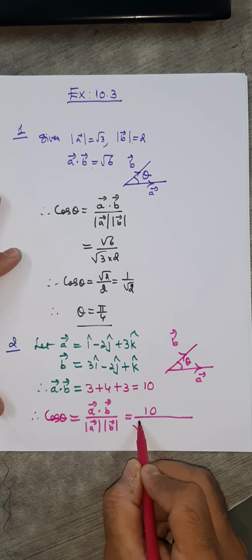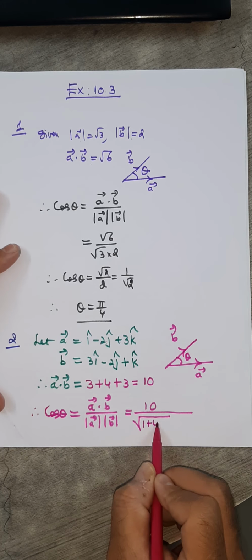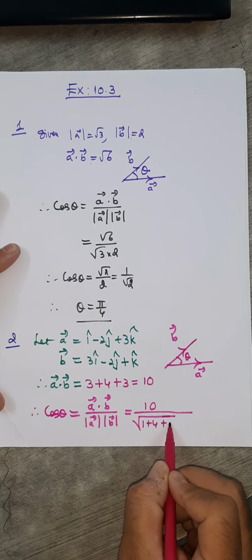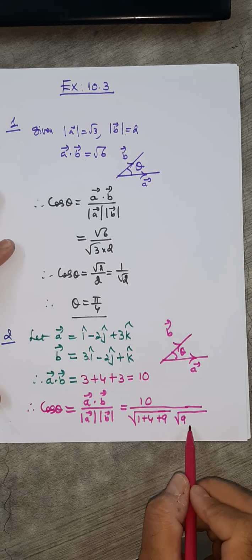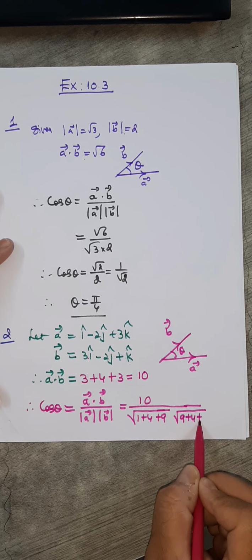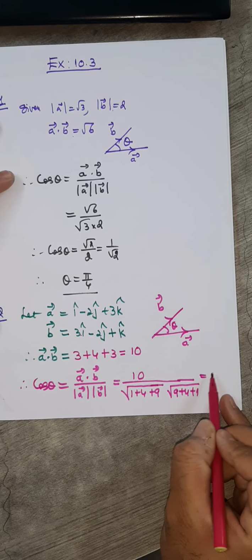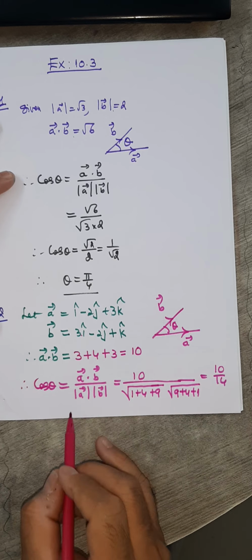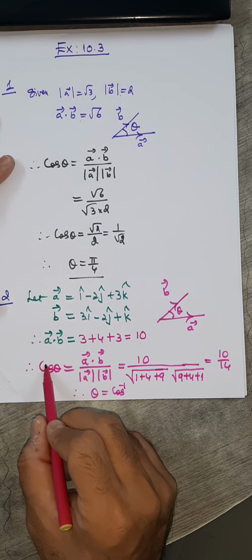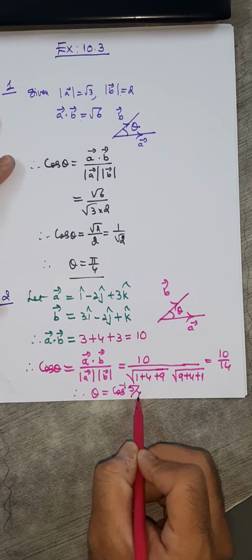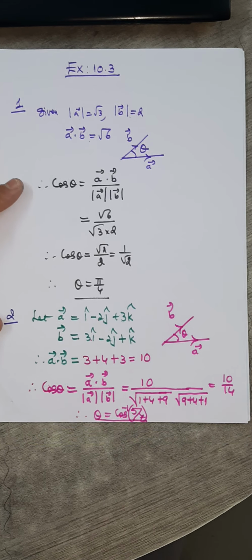upon magnitude of the first vector. What's the magnitude of the first vector? 1 square, 1, plus minus 2 square, 4, plus 9, and the same for the other one. So this is root 14 into root 14. So it will be just 10 by 14, which is 5 by 7. And therefore what is theta? Cos inverse 5 by 7. We need to leave it in this form only. Fine. That's the angle between the two vectors.